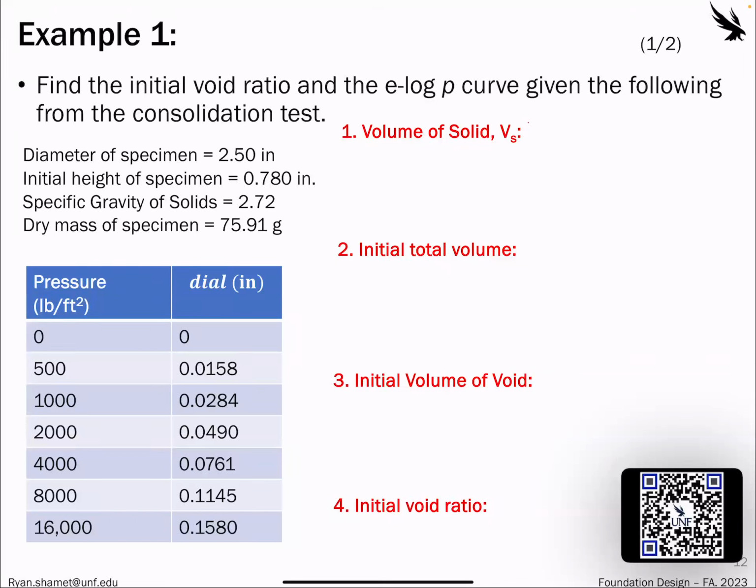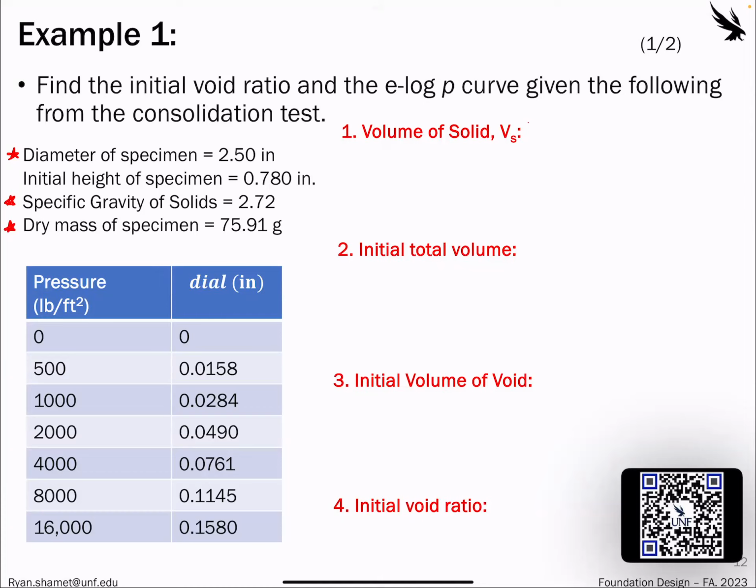So we're given the diameter of our specimen, or our sample. Remember, think of that like a little hockey puck of clay. We have the initial height of the specimen, and then the specific gravity of the solids and the mass of the specimen, the dry mass. Remember, just as some insight, the specific gravity and the dry mass are usually calculated or determined after the fact. So you go through this whole experimentation process and then do some additional tests at the end to back calculate all of these values that we're going to be finding.